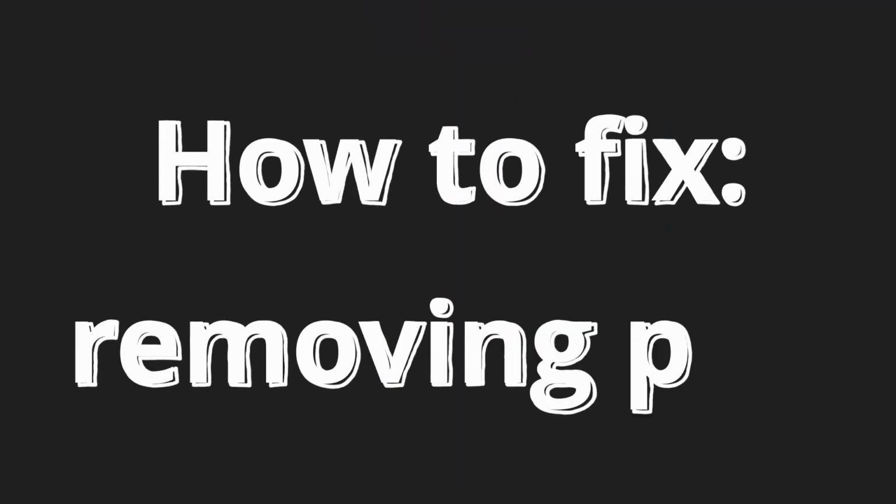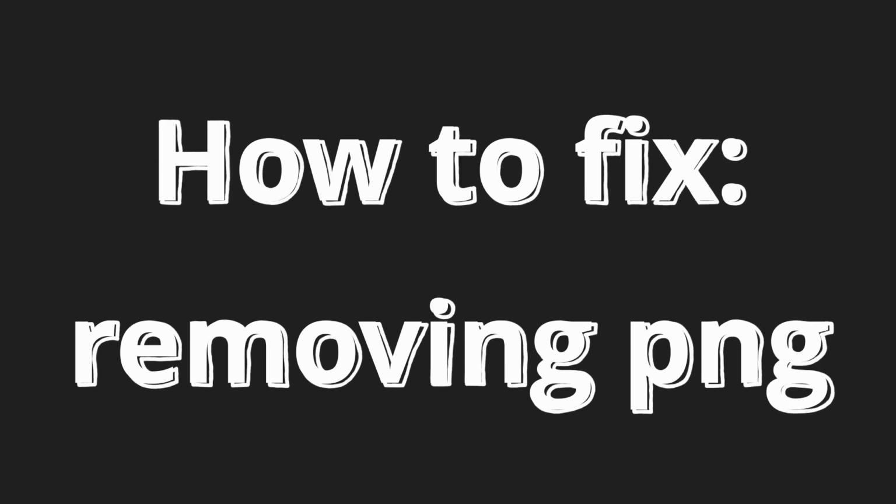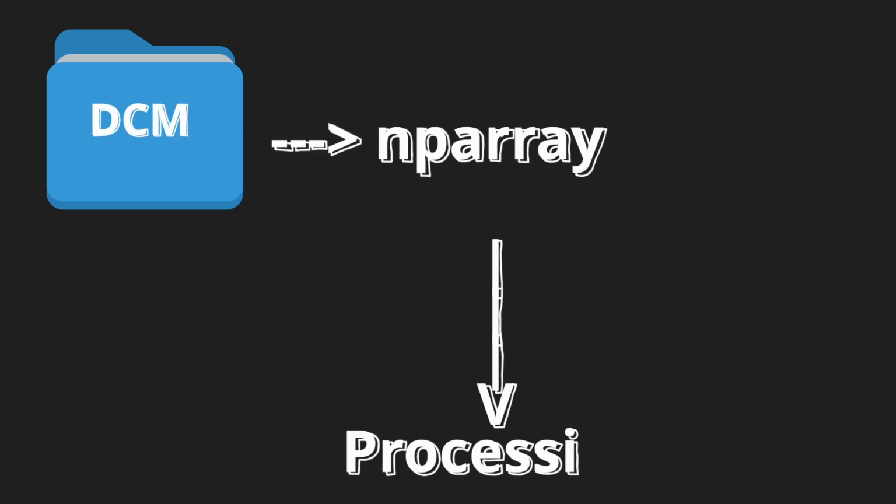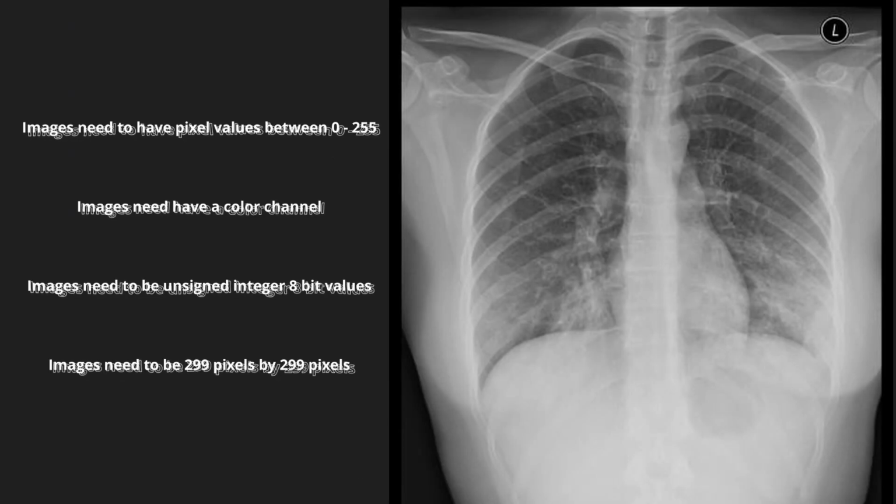Now, how do we fix this issue? We've got to cut out the middleman, i.e. the PNG. We take each DICOM, convert it to a NumPy array, and do processing. Processing entails changing the image to have values of 0 to 255, adding a color channel, converting it to unsigned int 8, and resizing the images to 299 by 299. Then we add it to another NumPy array.